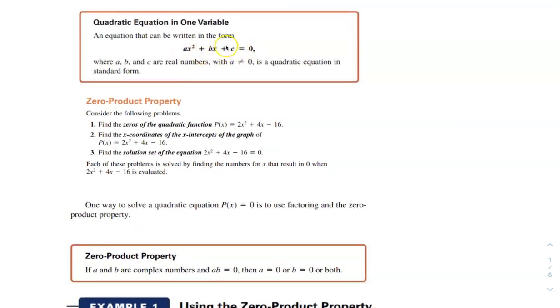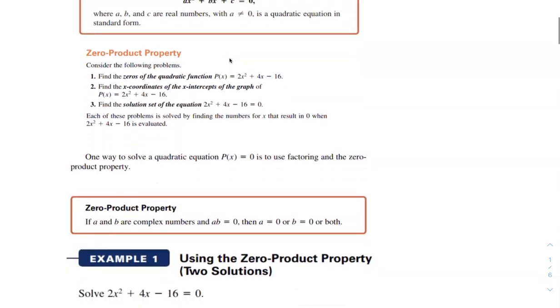So our main goal today is going to be how to solve this. Like, how do we solve this? There's lots of different ways. We're actually going to start off with the zero product property.